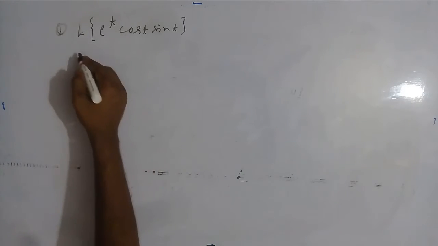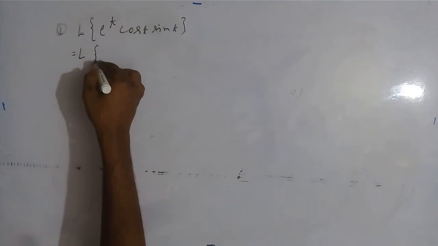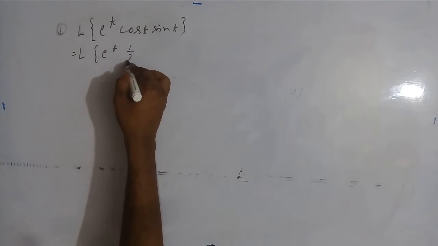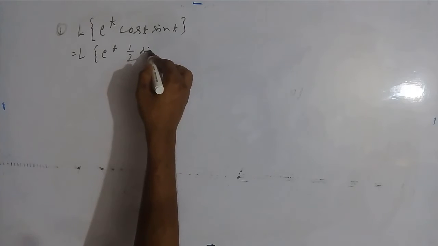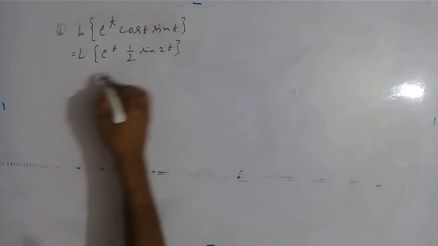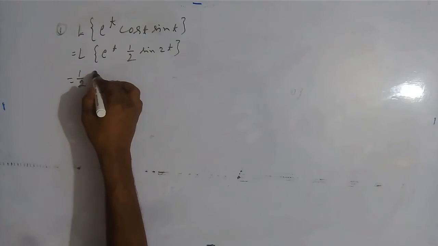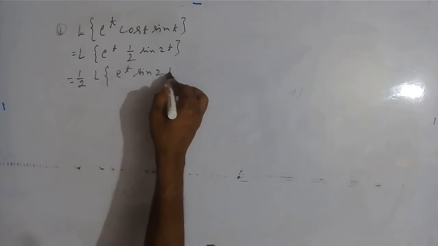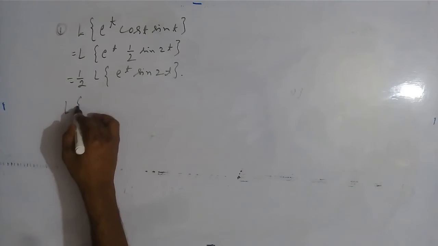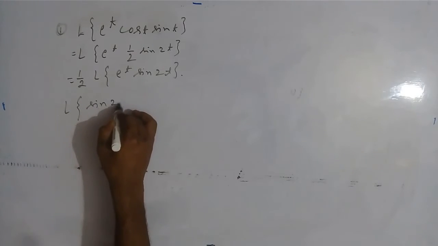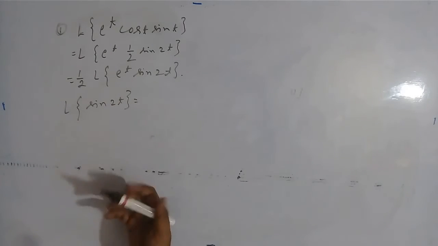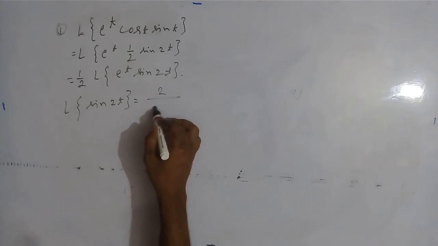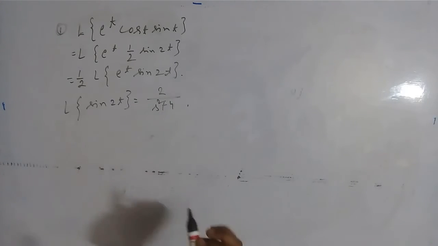Sin t cos t. So we can write this as L of e to the power t into half into 2 sin t cos t, which is sin 2t. So by linearity property this is equal to half into L of e to the power t sin 2t. Now we know the Laplace transform of sin 2t. So what is L of sin 2t? That will be 2 by s square plus 4.